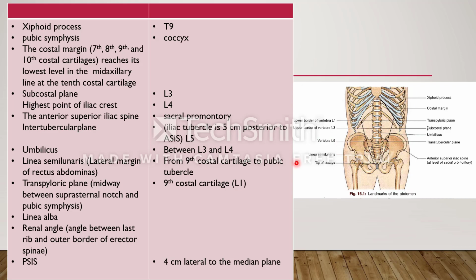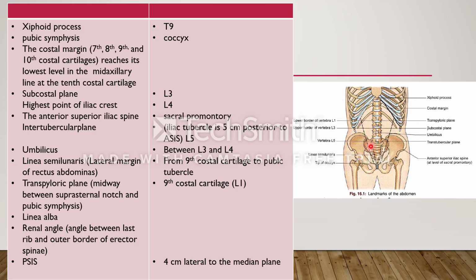Then we can see the level of the umbilicus. The umbilicus lies at the level of L3 and L4 vertebra, that is between L3 and L4, or at the level of the intervertebral disc which is present between L3 and L4. Then there is one line which is named as linea semilunaris. This line, which is half moon shaped, is called linea semilunaris. It is actually the lateral boundary of the rectus abdominis muscle.